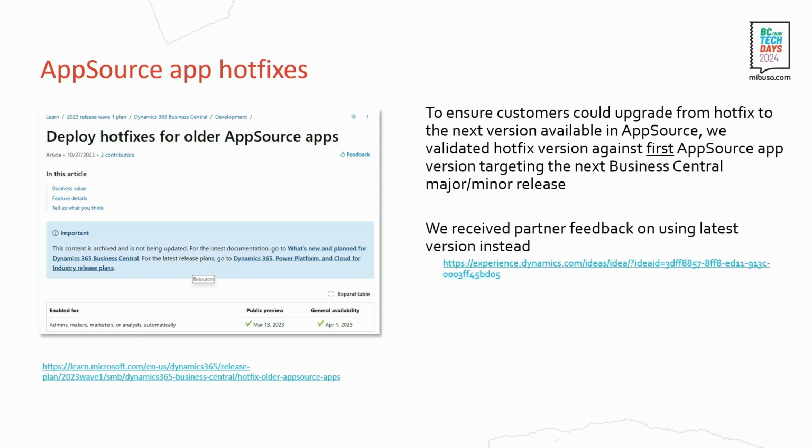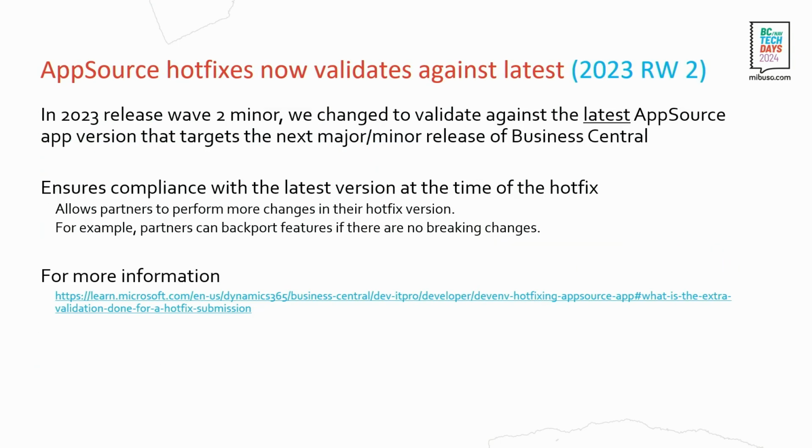So now we actually changed validation so that we validate against the latest AppSource version on the next version. And that actually allows partners to backport functionality, just like we're doing, as part of their hotfix, and there's still an upgrade path to the newer version for the AppSource app. I put in another link here if you want to read more about how we handle those versions. You will get the deck here later as well.